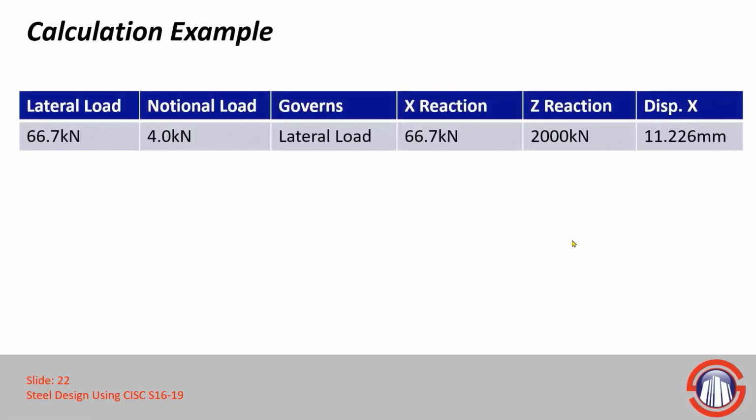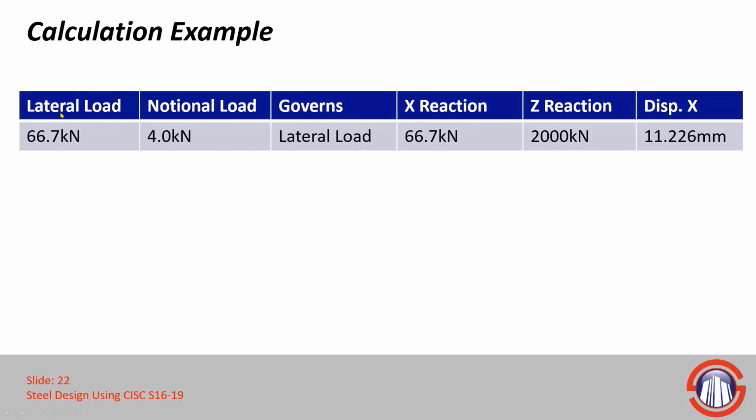Now let's jump back into our PowerPoint slides and detail some of the results. So again, we had a situation where our frame was loaded with a lateral load of 66.7 kilonewtons. And our calculated notional load, if we go with the Z reaction, remember that was 2,000 kilonewtons, multiplied by 0.002 or 0.2%, we get a notional load of 4 kilonewtons.